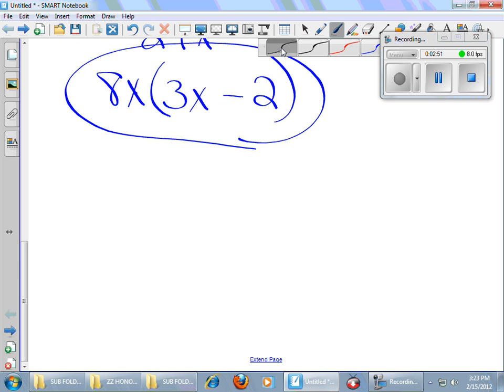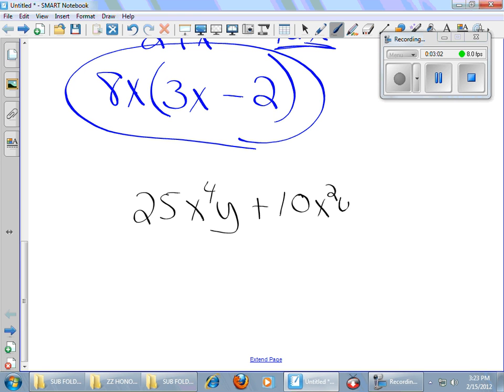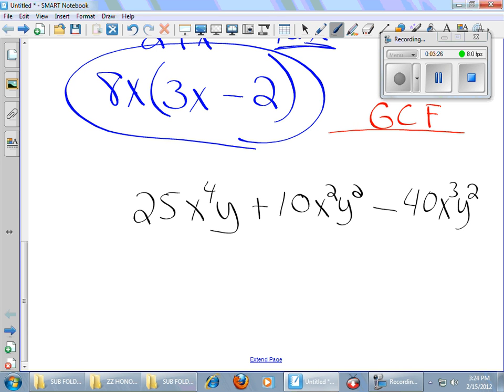All right. Let's try another one. Let's say we have 25x to the 4th y plus 10x squared y squared minus, let's go with 40x cubed y squared. I'm going to factor by using the GCF. All right, well, let me first find the GCF of my coefficients. The GCF of 25, 10, and 40, I hope you can see is 5.